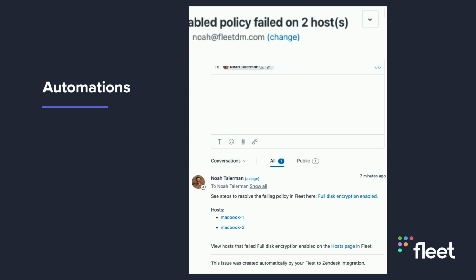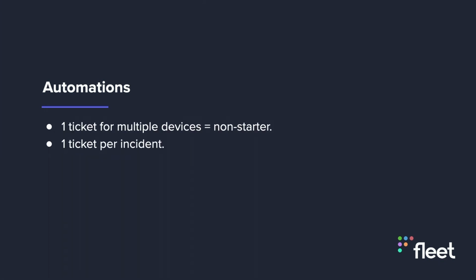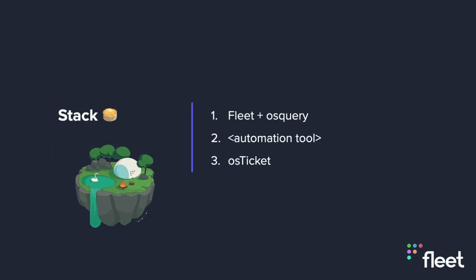So yeah, this failed on 2 hosts, which means I have 1 ticket to manage 2 problems, or possibly 3 or 4 problems. That's just not going to work for me. So I prefer one ticket per incident. So how do we change this?